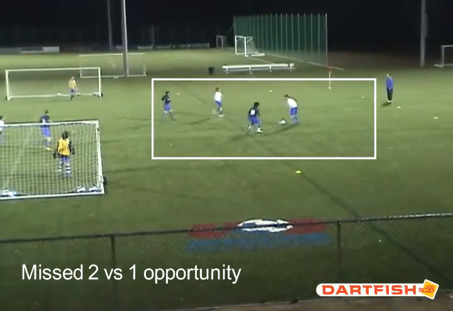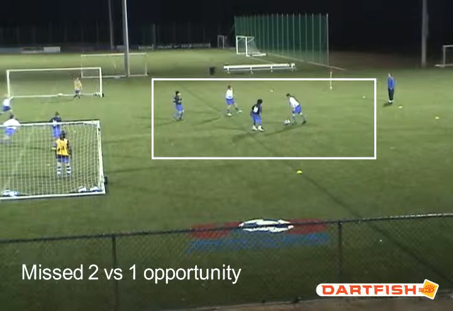Again, same thing on this side. They could have played a quick 1-2, played that, and then gotten it behind for this player running forward. But their lack of speed of play took the opportunity away.